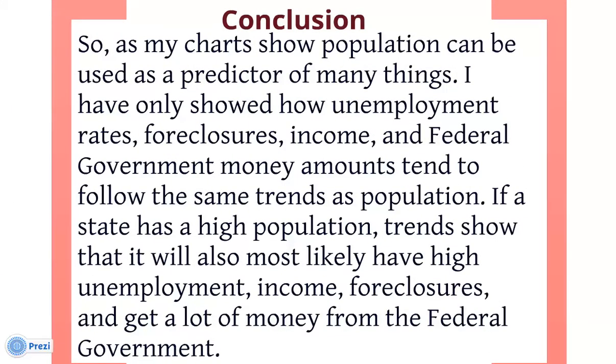So, as these charts show, population can be used to roughly predict trends in unemployment rates, foreclosures, income, and federal government money. And basically, if a state has a high population, it has a tendency to also have a high foreclosure rate, high unemployment rate, high income levels, and high amounts of federal government money sent to them.